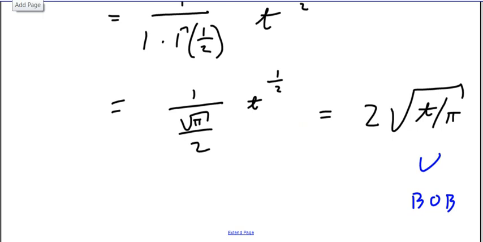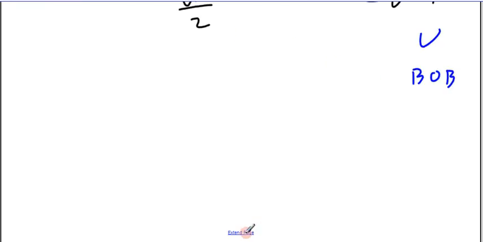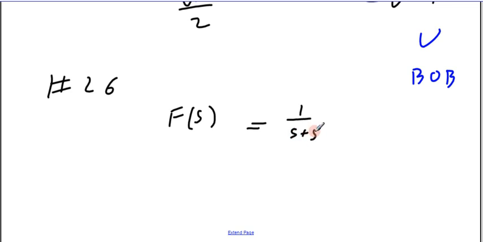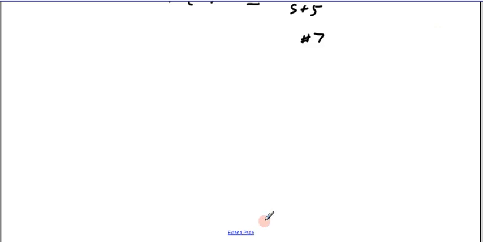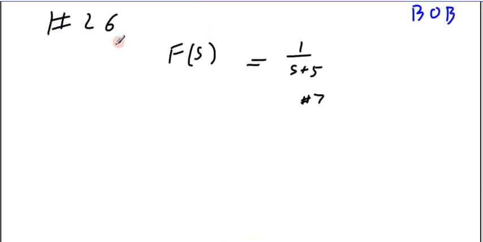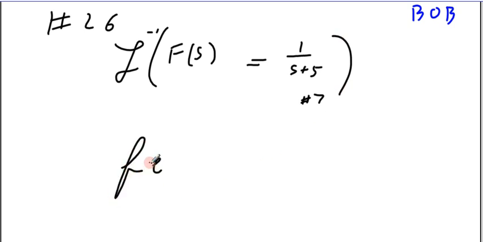Okay, so we're going to work with number 26 next. Number 26, F of s is 1 over s plus 5. We see that that's number 7 in our Laplace transform table. So we're going to take the inverse Laplace transform of the whole thing and say f of t is equal to e to the minus 5t. And we are done.